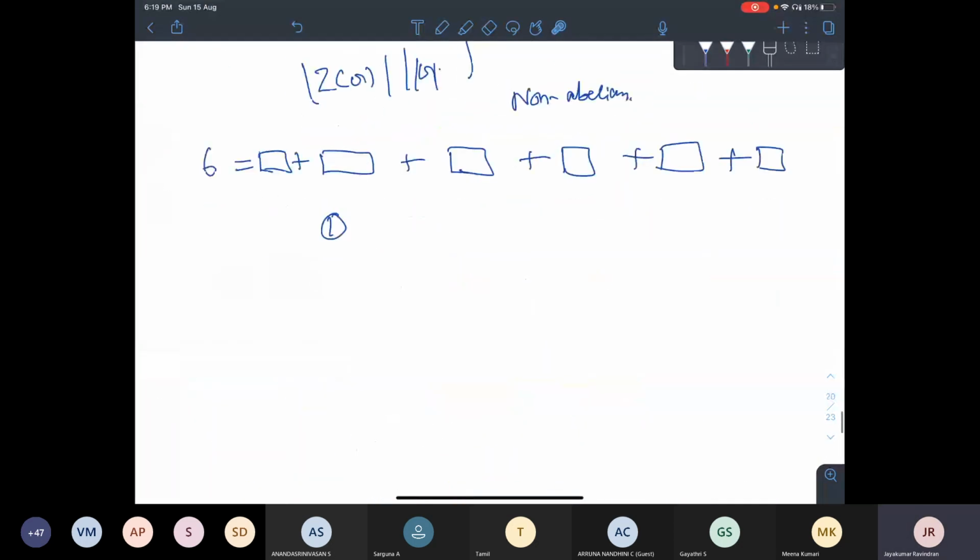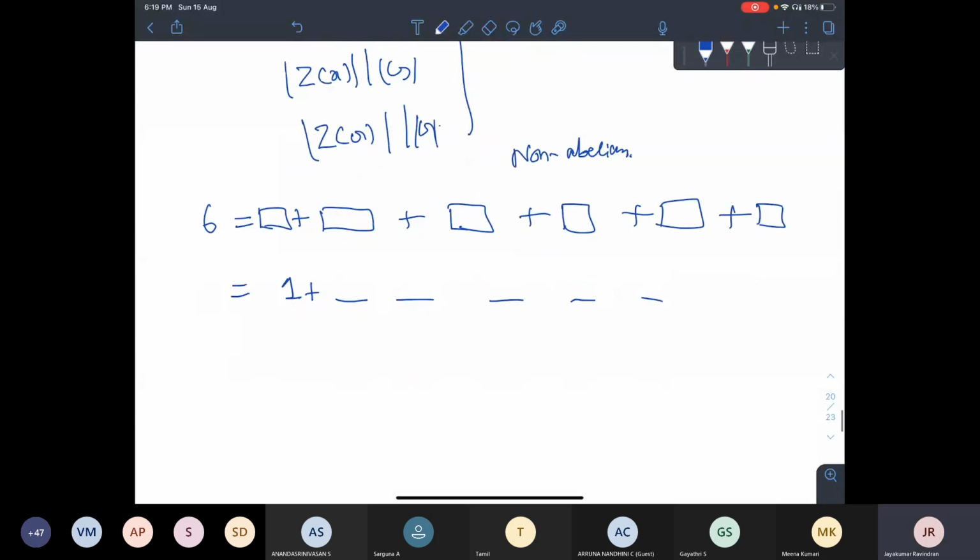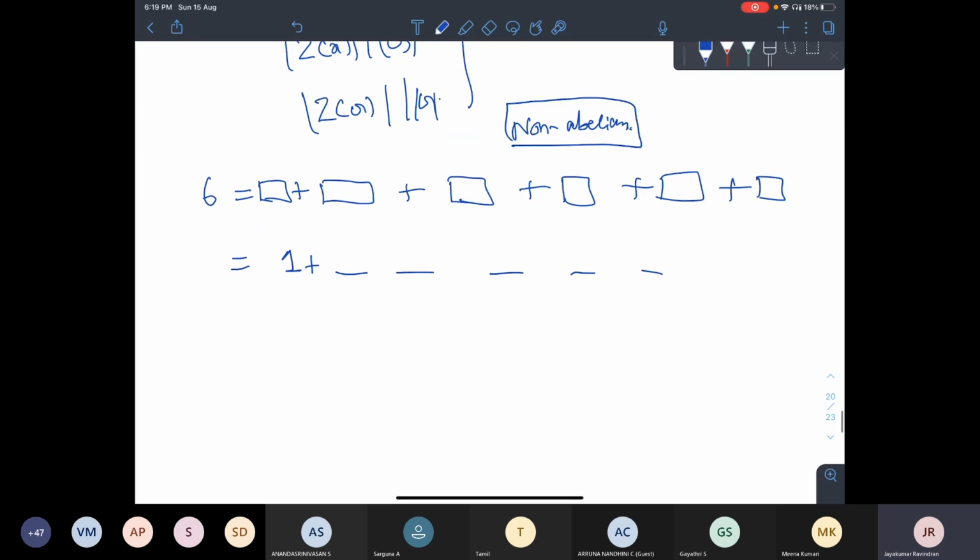That's what I'm saying. Now, I know the center is non-empty, right? The center contains at least one element. So there is a 1 that will come. And the remaining places, I want to fill in such a way that this is non-abelian, such that each of the numbers will divide the 6. So divisors of 6: 2 and 3.